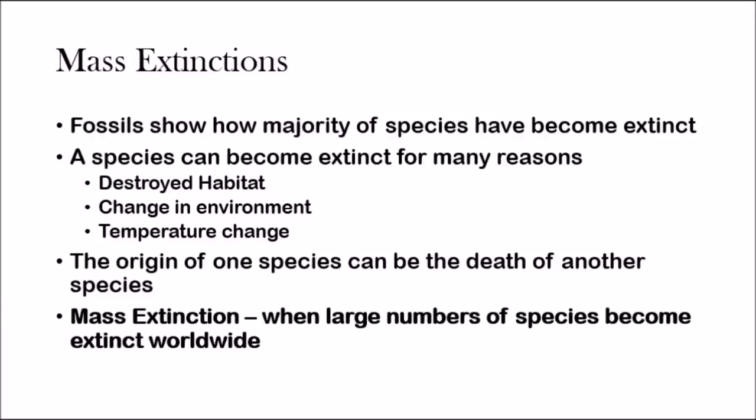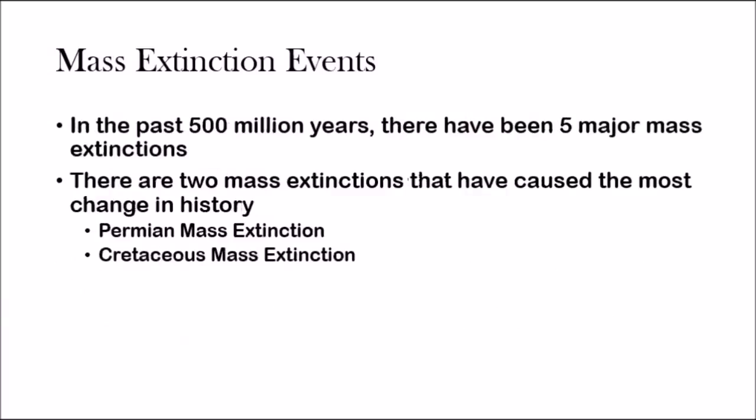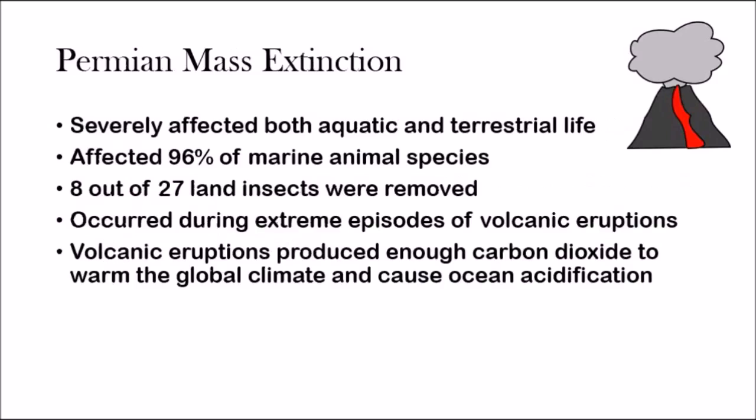Mass extinction, again, is when large numbers of a species become extinct worldwide. In the past 500 million years, there's been 5 major mass extinction events, and the 2 most major mass extinction events have caused the greatest change in the history of life. Those two are the Permian mass extinction and the Cretaceous mass extinction. Let's go ahead and talk about both of these.